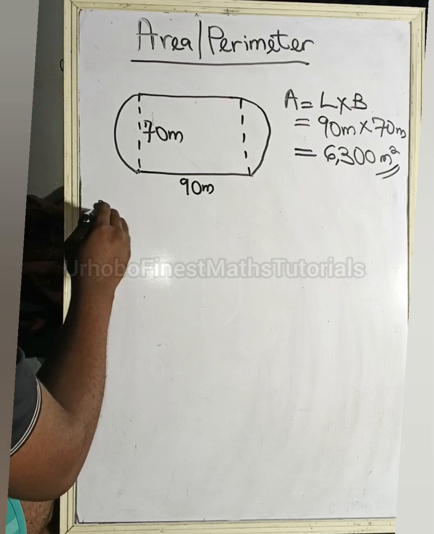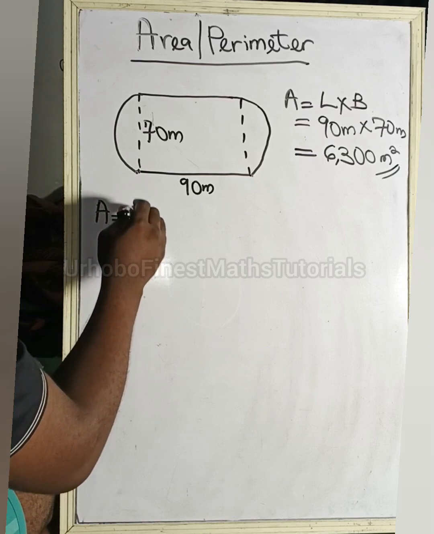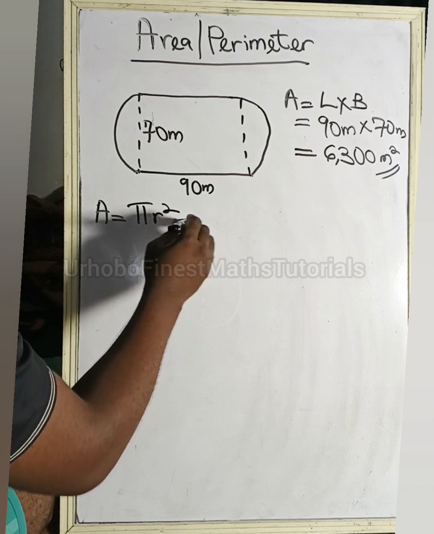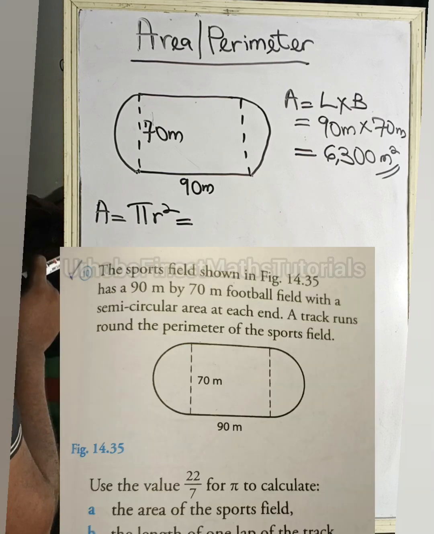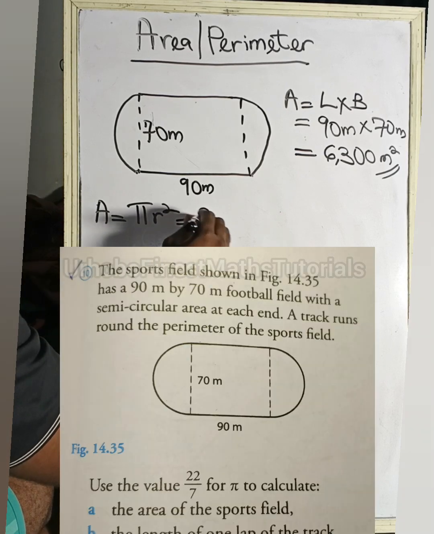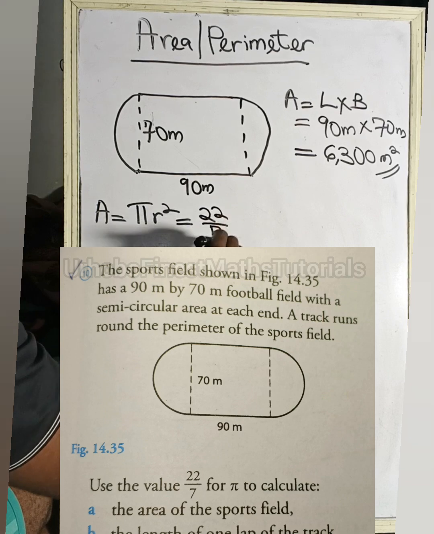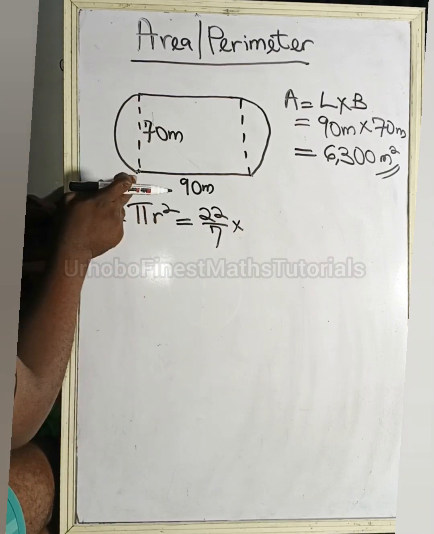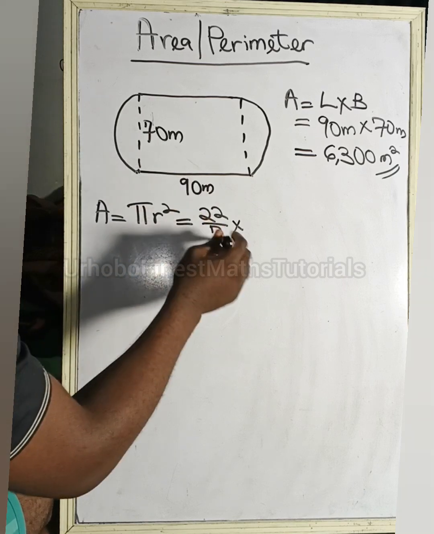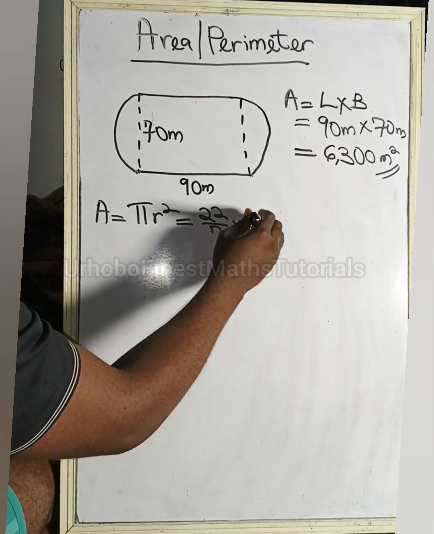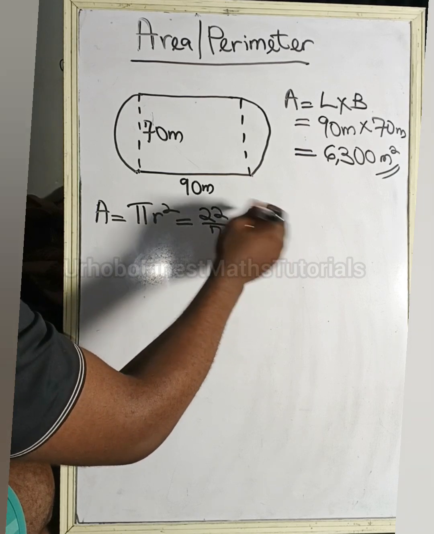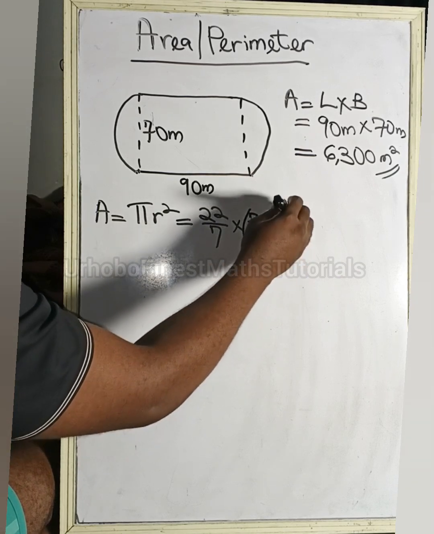The area of a circle, on the other hand, is pi r squared. Now, in the question, we are told that we should use 22/7 for pi. I told you here is a small circle, right? So from here to here is the diameter. Okay. So radius is diameter over 2. So 70 divided by 2. I'm going to square this, 70 meters here and square it.